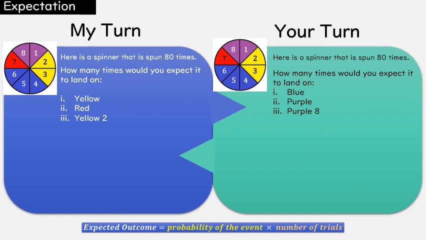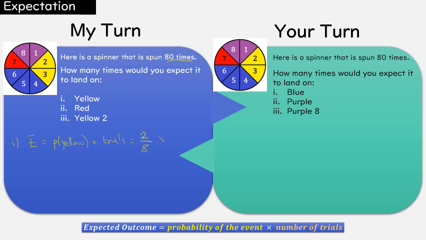Another example, but with a different scenario. So let's have a look. Part I, I've got a spinner. All the different sections are the same size, so you'd have an equal probability of landing on the 1 as, let's say, the 2. The spinner is spun 80 times. How many times would I expect it to land on the yellow? Well, expectation is the probability of yellow times the number of trials. The probability of yellow, it could either land on the 2 or the 3. So that's 2 different spaces it could land on, and there's 8 in total.